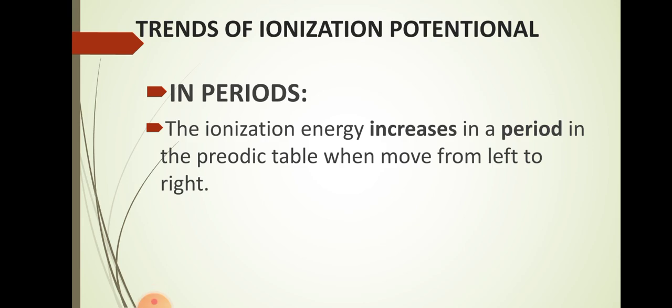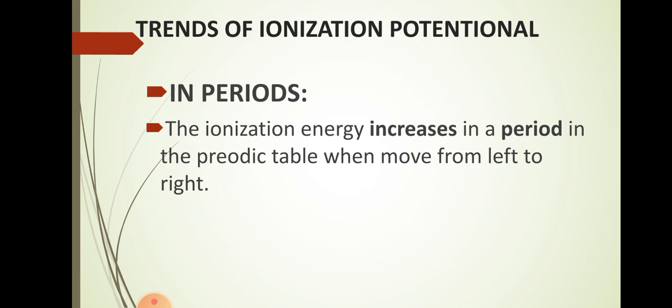Today we are going to discuss trends of ionization potential from chapter number 3. First, we will explain what ionization potential is. Ionization potential is the minimum energy required to remove the valence electron from the outermost shell. ठीक है, outermost shell से जब हम electron remove करते हैं, valence electron remove करते हैं, उसके लिए जो energy required होती है, we call that energy the ionization energy.